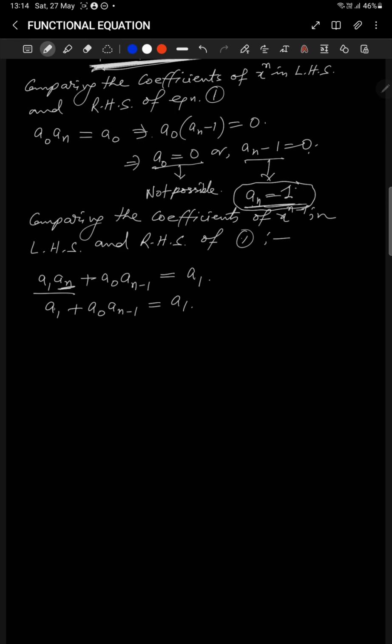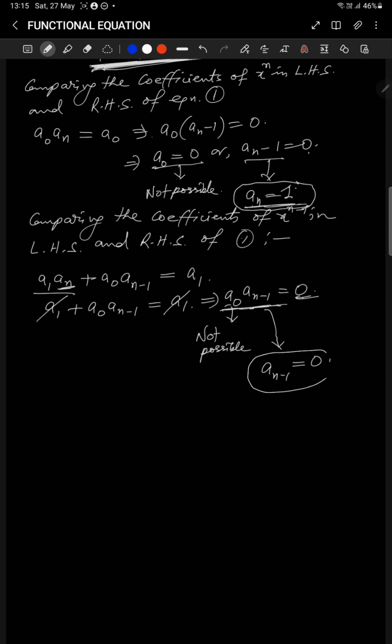Alright. So these two a1 are getting cancelled and we are left with a0 a_{n-1} is equal to 0. So either a0 is equal to 0 or a_{n-1} equal to 0. But a0 cannot be 0, as I have already explained, not possible. So the only possibility to make this equation valid is a_{n-1} is equal to 0. So this is another result. What we have obtained is an is equal to 1, and now a subscript n minus 1 is equal to 0.